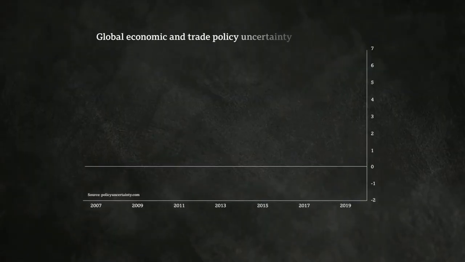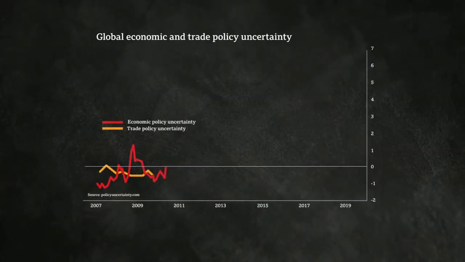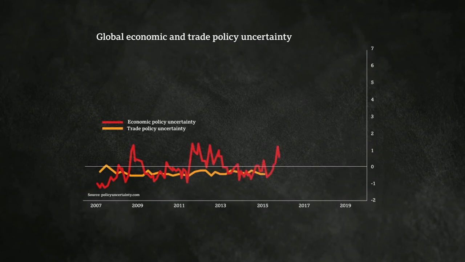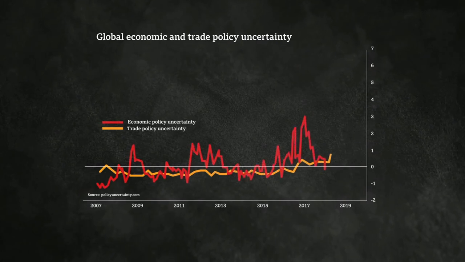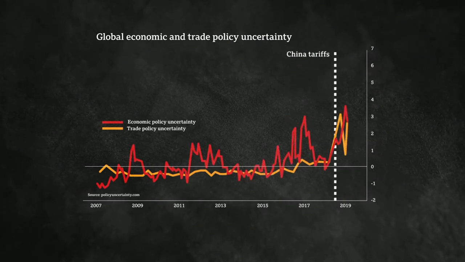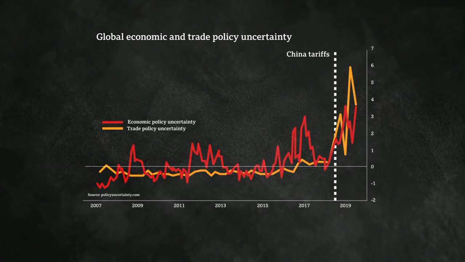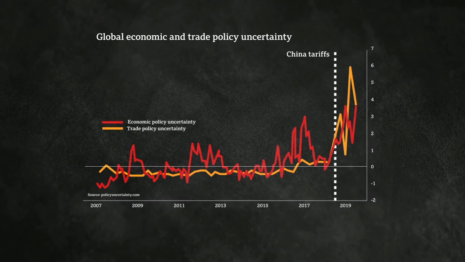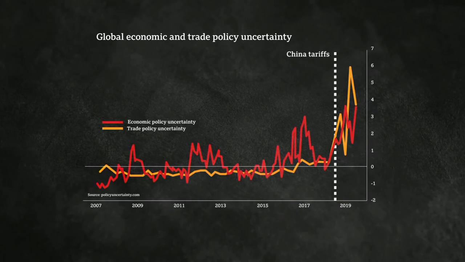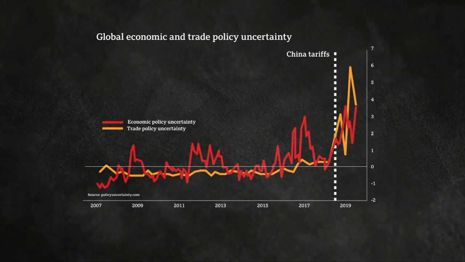So what's the problem? Well, though headline U.S. growth seems to be holding up so far, Donald Trump is plainly upsetting global investors and businesses. This shows how measures of trade policy uncertainty have been driven up sharply by the president's trade hostilities towards China. The same is true for economic policy uncertainty.